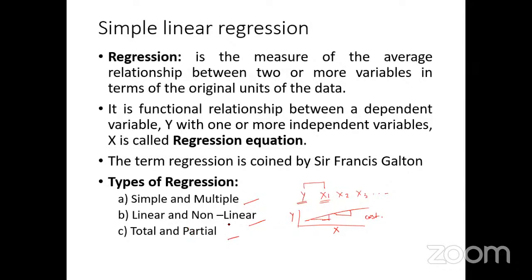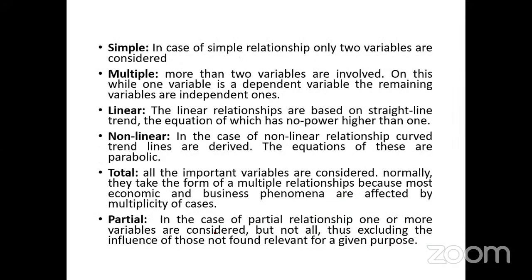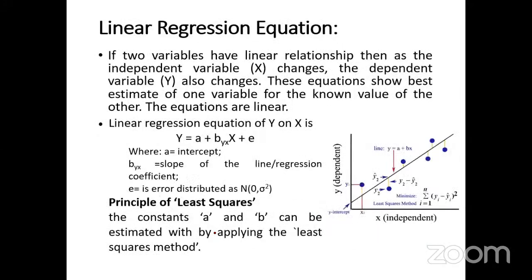Total and partial correlation. When you are considering all the dependent and independent factors simultaneously, it is called total regression. But while making the regression, if some of the factors are removed or held constant, then this is called partial regression. Those are the terminologies we just discussed.